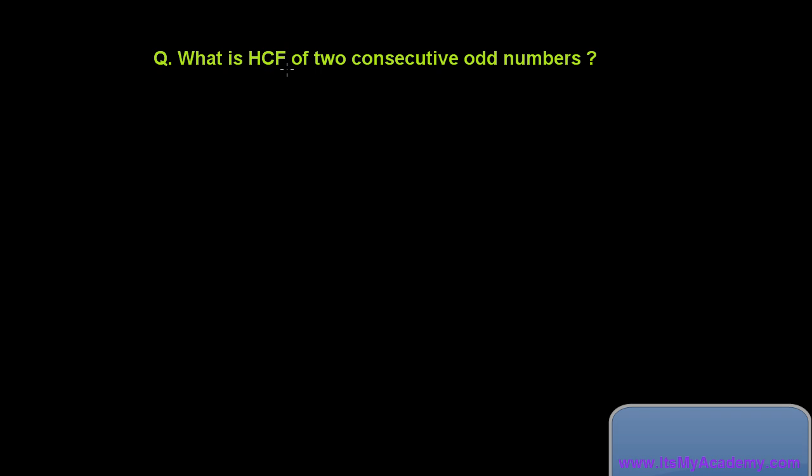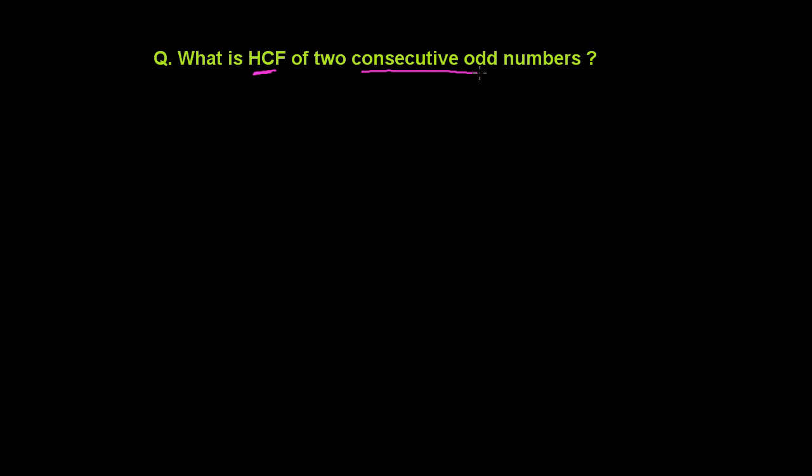Now the question is: what is the HCF, highest common factor or greatest common factor, of two consecutive odd numbers? First we need to understand what two consecutive odd numbers are. Two odd numbers which come one after another are called consecutive odd numbers. Like 3 is an odd number and the next odd number after 3 is 5. So 3 and 5 are two consecutive odd numbers.